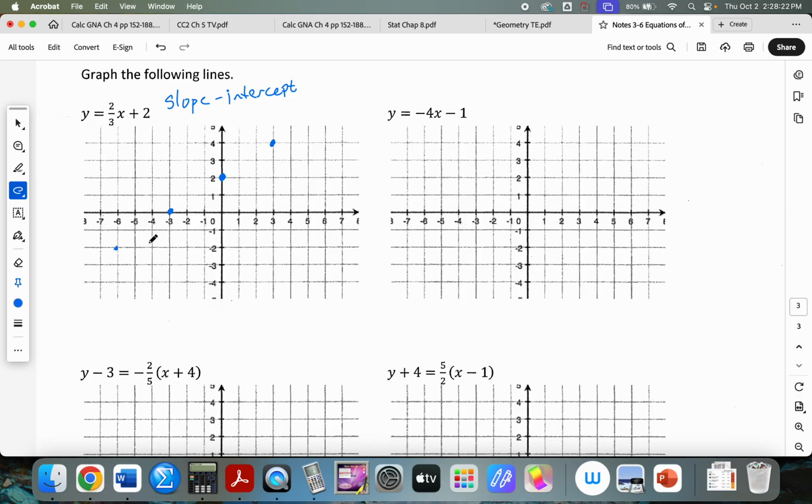And I like doing it both directions until I run out of room, because it helps me to draw a line that is at least somewhat straight. By the way, I do not require that you use a ruler to graph your lines. I'm like, it's a sketch.